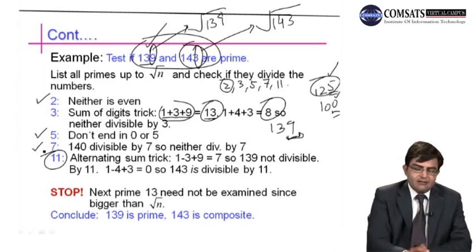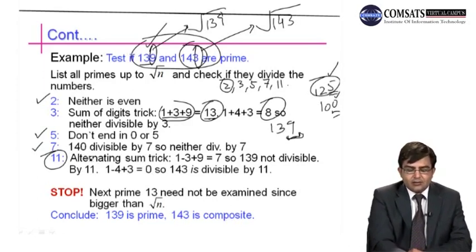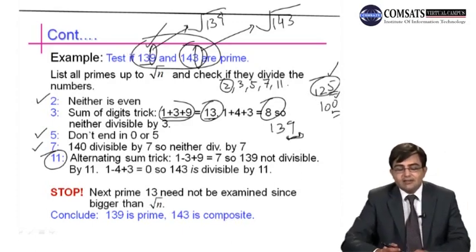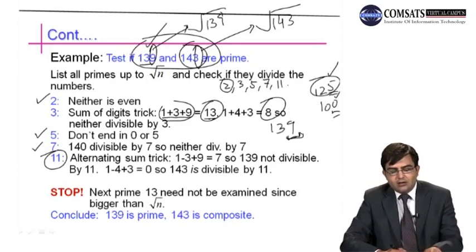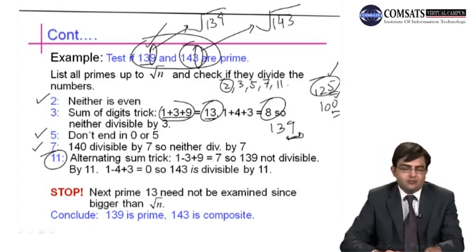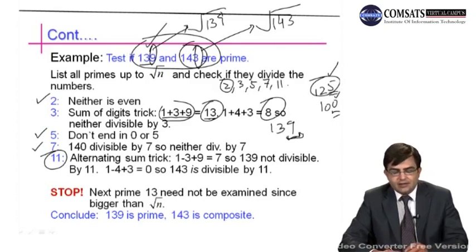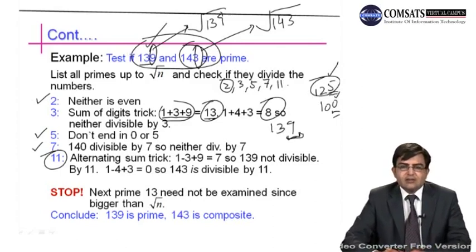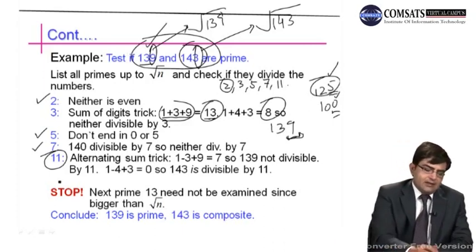Now we check 7. As we know, 7 twos are 14 and 0, so 140 is divisible by 7, so neither is divisible by 7, because 139 is 1 less than 140 and 143 is 140 plus 3, so these two numbers are not divisible by 7.